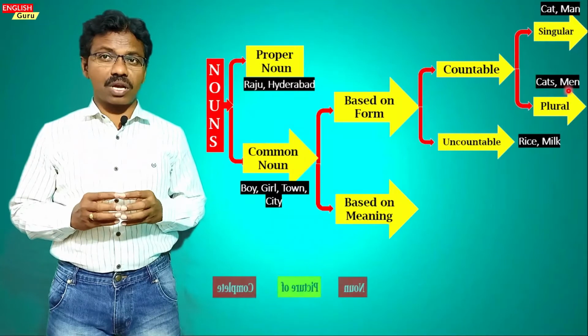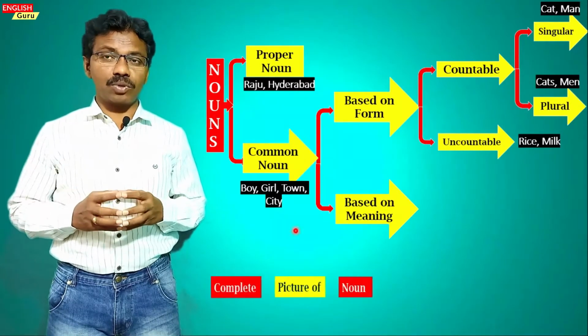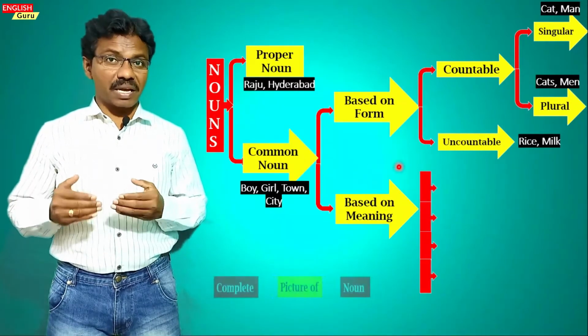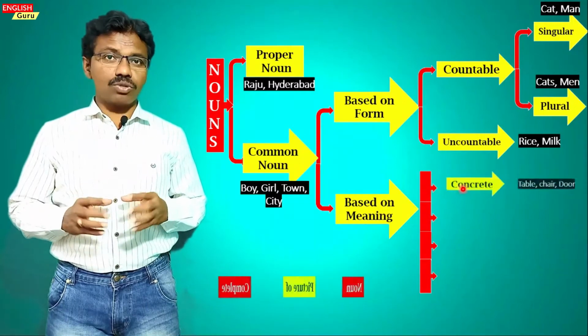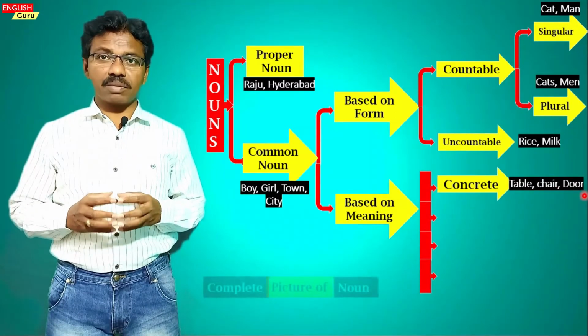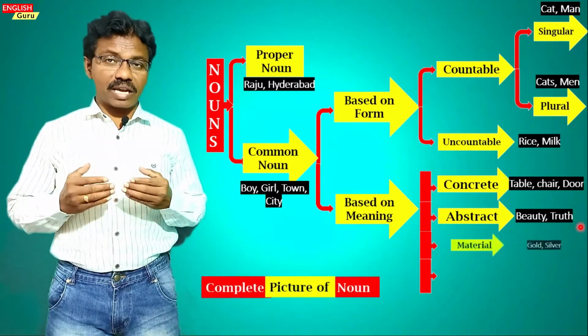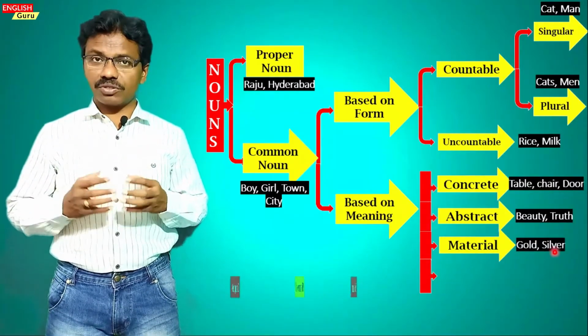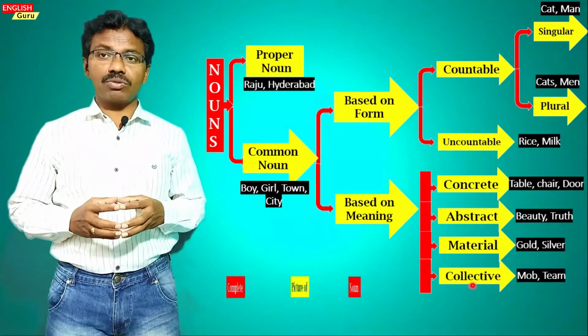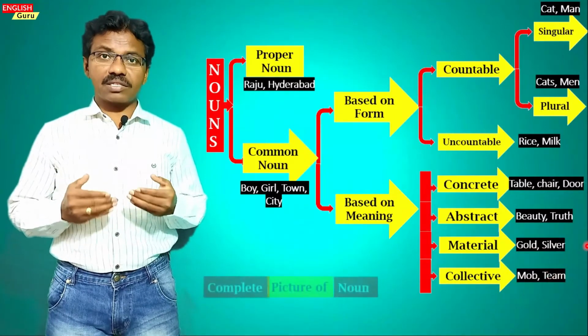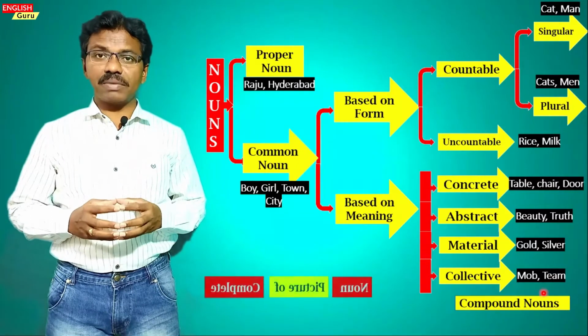And singular nouns are cat, man, and plural nouns are cats and men. Based on the meaning, common nouns are divided into four categories. Number one is concrete nouns: table, chair, door. And next, abstract noun: beauty, truth. Next, material nouns: silver, gold. And next, collective nouns: mob, team, and etc.